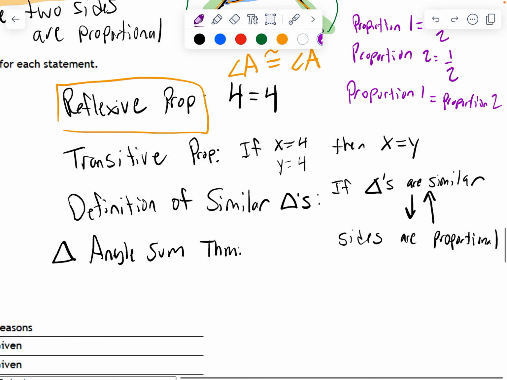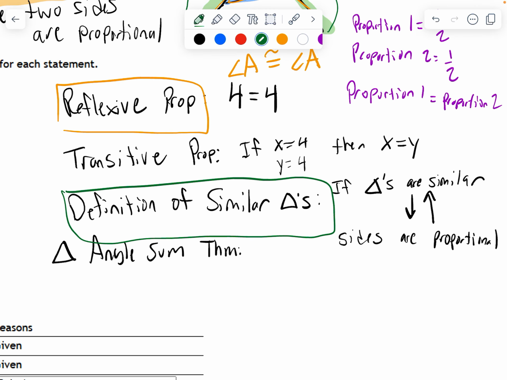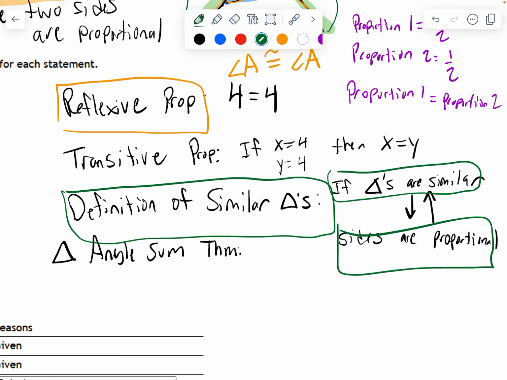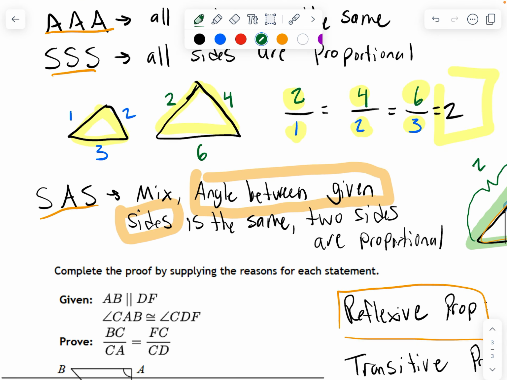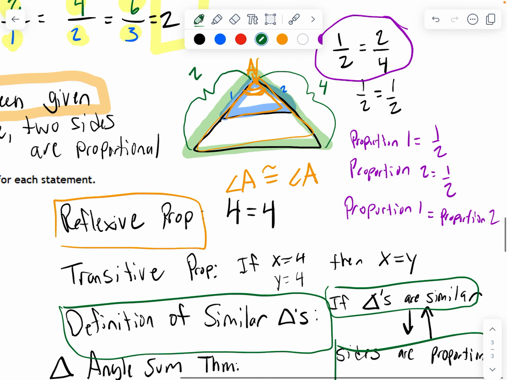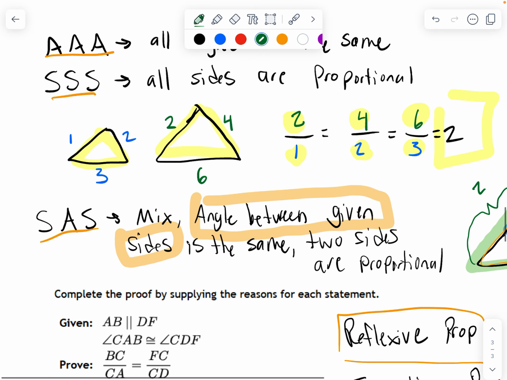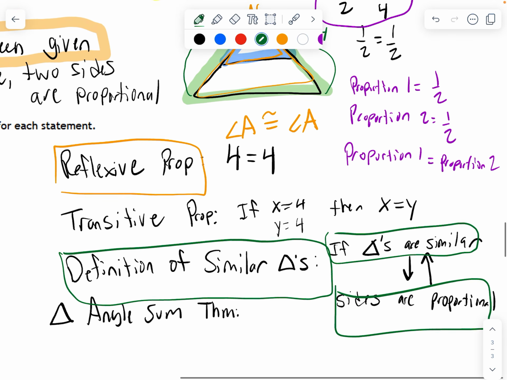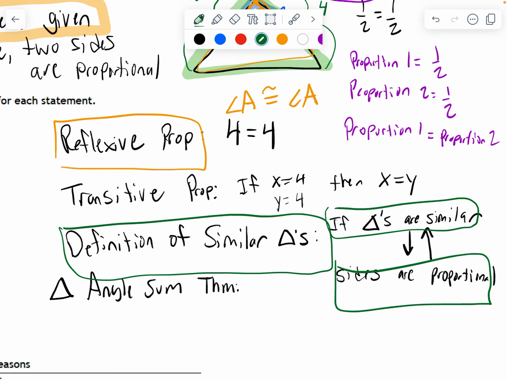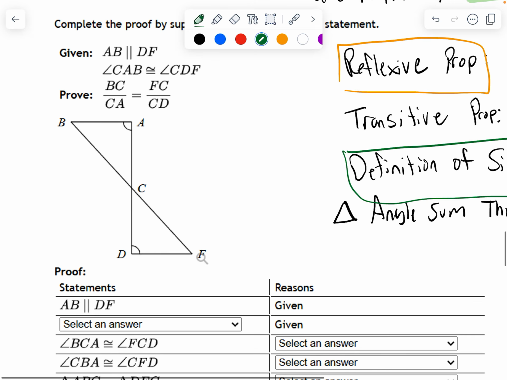Now, the definition of similar triangles is another kind of obvious one a little bit, but it's very helpful. And that essentially says that if you have similar triangles, then the sides must be proportional. Okay? Because we prove similar triangles by proportional sides. And this goes both directions. So if you have proportional sides, then you have similar triangles, which is what those side, side, side and side angle side are doing. Or vice versa. If you know that it's a similar triangle, then you also know it's proportional.